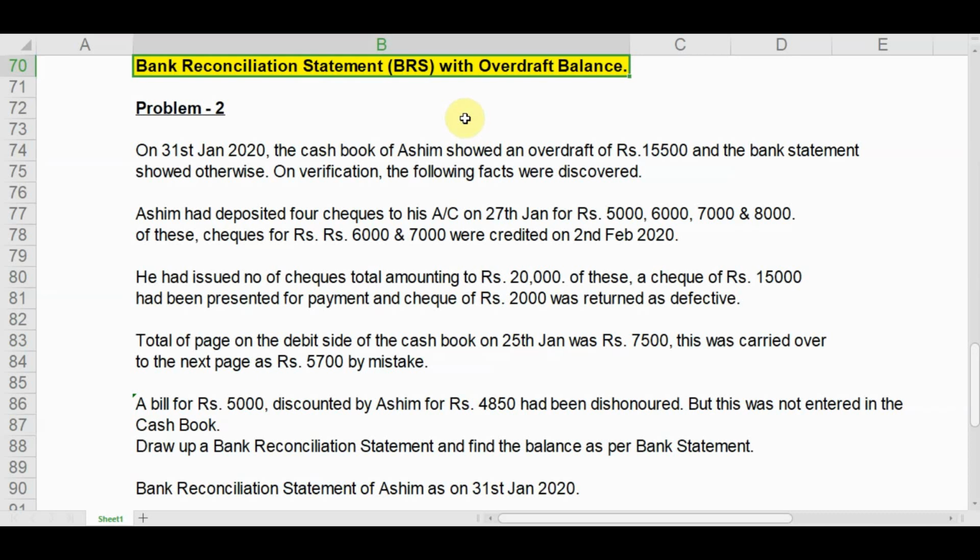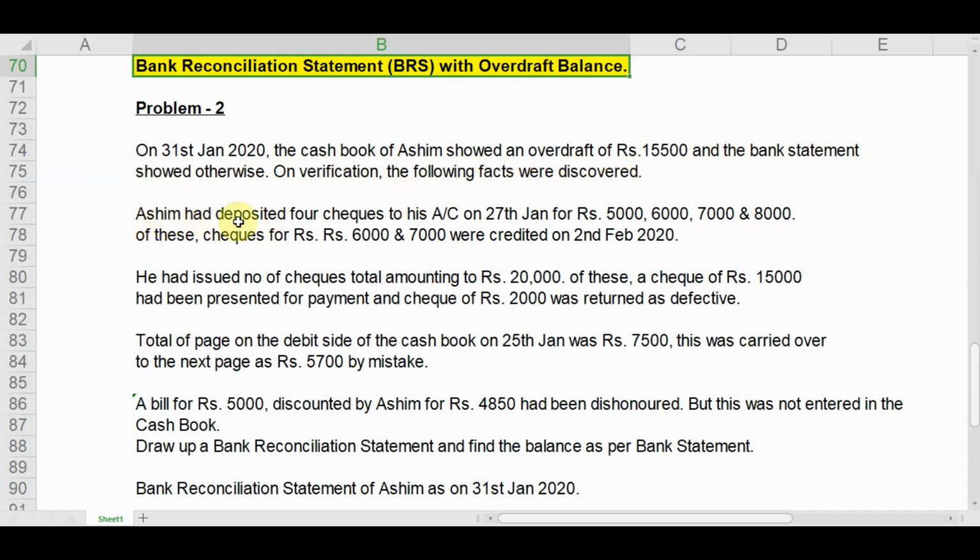Today we will discuss preparing a bank reconciliation statement with an overdraft balance. Here is a problem. It says that on 31st January 2020, the cash book of Ashim showed an overdraft of rupees 15,500 and the bank statement showed otherwise. On verification, the following facts were discovered.